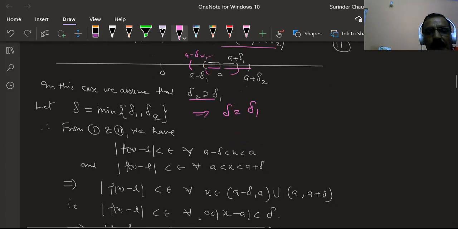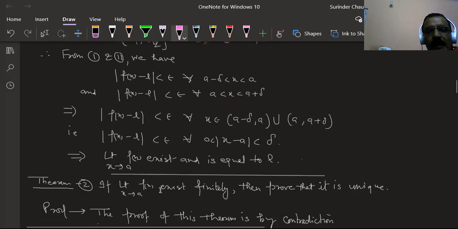Now, combining the first and second, |f(x) - L| is less than epsilon for x greater than a minus delta, and similarly for x less than a plus delta. From this to this and this to this, I am making it a symmetrical domain. So when I combine these two, the inequality holds true for all x in their union. Their union will give us |f(x) - L| less than epsilon for all x with 0 less than |x - a| less than delta.